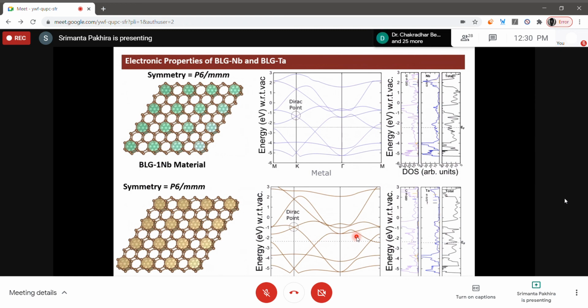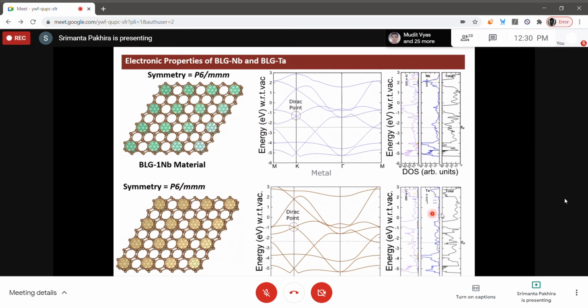Niobium is in green, instead of red, and we see that the Dirac cone has moved from here to here, and it's going to behave like a metal, and the Dirac point shifted around almost 1 electron volt. And we went to the next element in the same column. It's called tantalum. Tantalum I highlighted in yellow. In such cases, symmetry is the same, but the Dirac point is moving again, moving even farther compared to niobium.